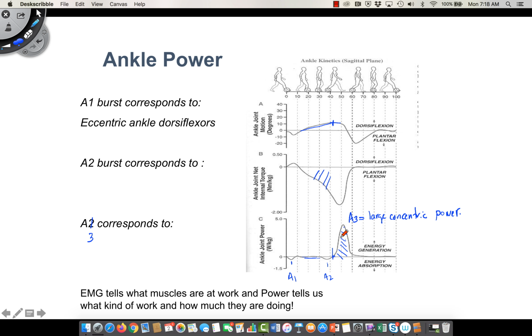And so what we can learn is that this concentric power is part of a stretch shortening cycle where we have isometric and then eccentric muscle actions followed immediately by a concentric action. And so there's the potential for tendon recoil to contribute to this A3 power burst.